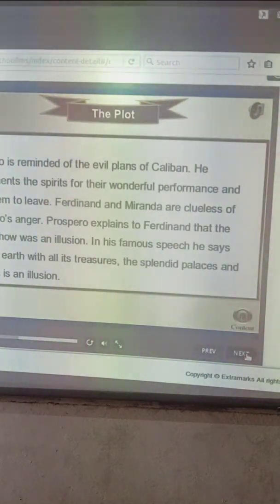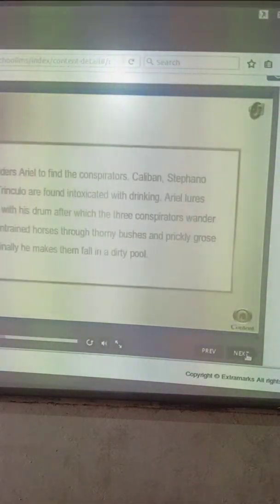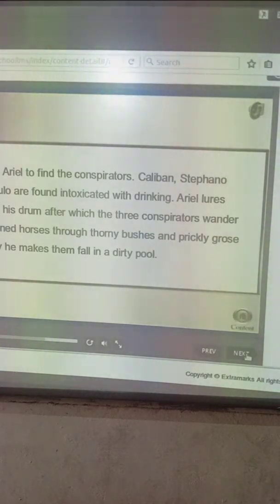Now let us acquaint ourselves with the plot of the scene. Prospero is reminded of the evil plans of Caliban. He compliments the spirits for their wonderful performance and asks them to leave. Ferdinand and Miranda are clueless of Prospero's anger. Prospero explains to Ferdinand that the whole show was an illusion. In his famous speech, he says that the earth with all its treasures, the splendid palaces and temples, is an illusion. He orders Ariel to find the conspirators.